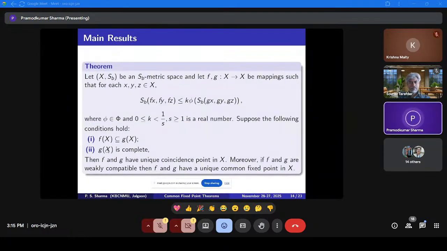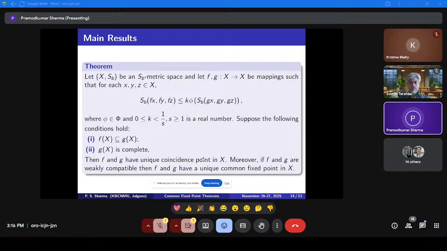So these are some main results. First result: let (X, SB) be an SB-metric space and f, g be self maps satisfying this contractive condition, where phi is a phi map and k, 0 ≤ k < 1/s, is a real number. Suppose the following conditions hold: f(X) is contained in g(X), and g(X) is complete. Then f and g have a unique point of coincidence. Moreover, if f and g are weakly compatible, then f and g have a unique common fixed point in X.